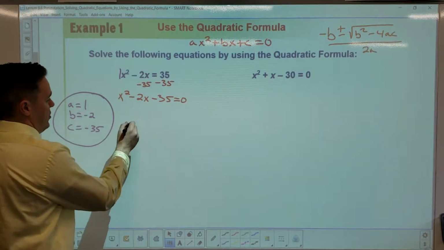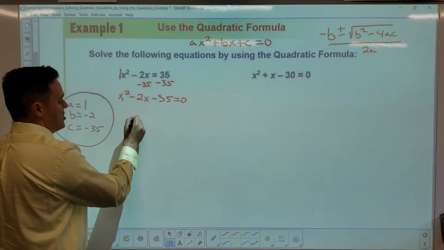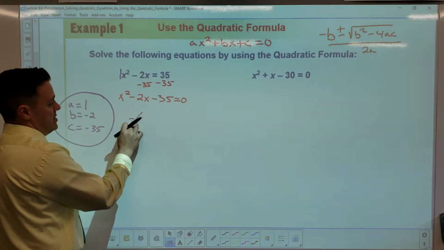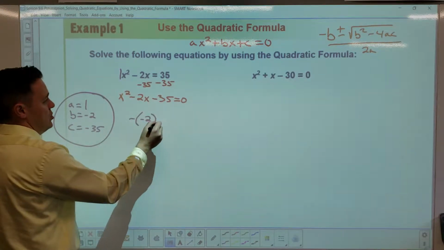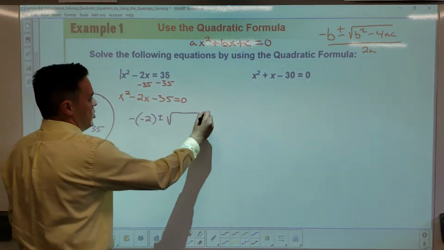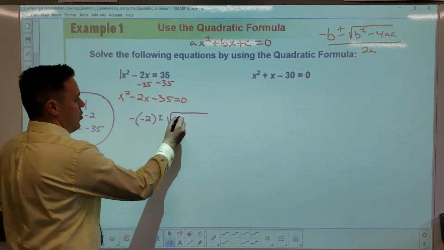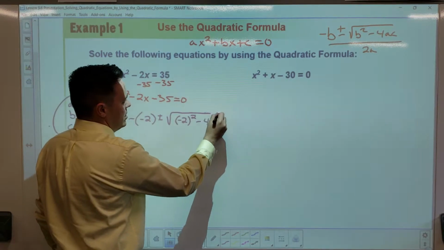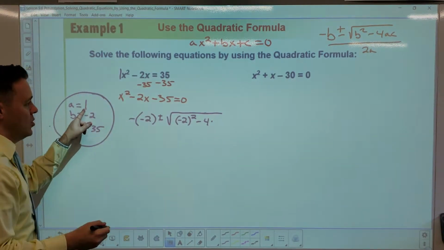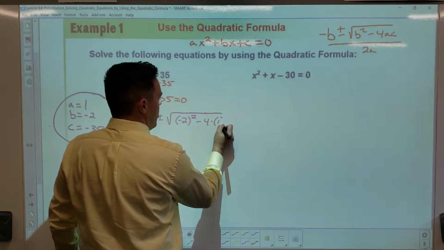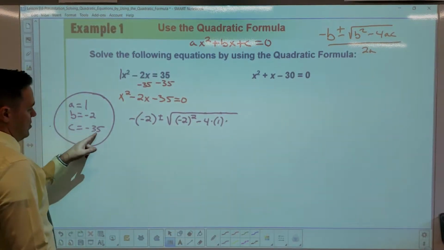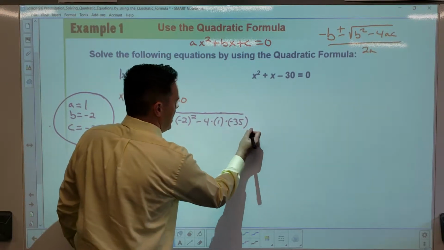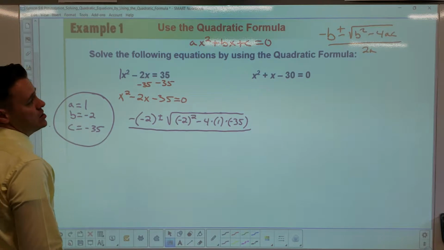So you take your b value. And this is the only time I'm going to show you this in such extensive detail. So it'll be minus b, which would be negative 2. Then it's plus or minus the square root of b squared. So once again, b is negative 2. We're going to square it. Minus 4, and then it's times a, which in this case is 1. And then it's times c, which is negative 35. And that is all over 2 times a.